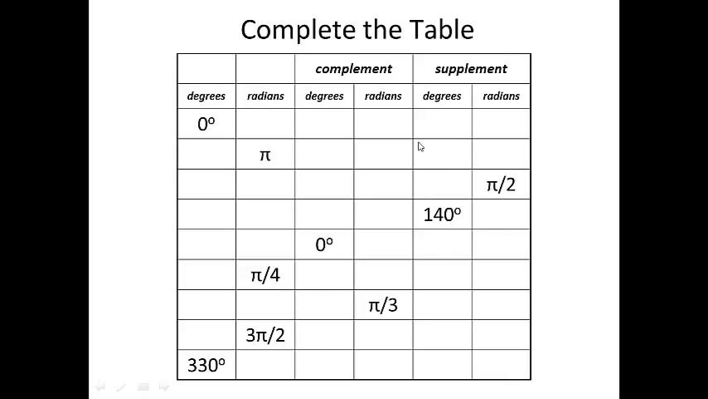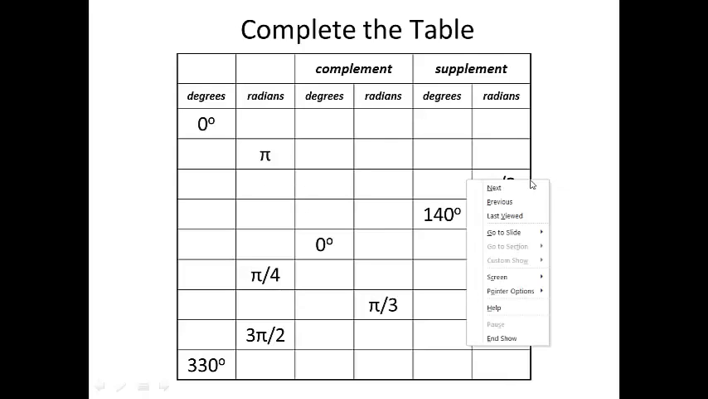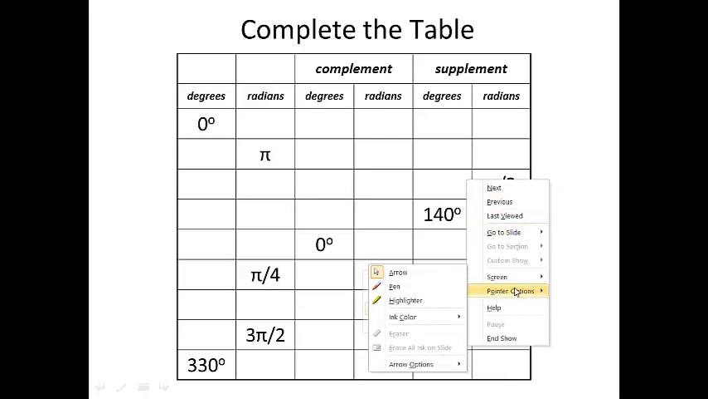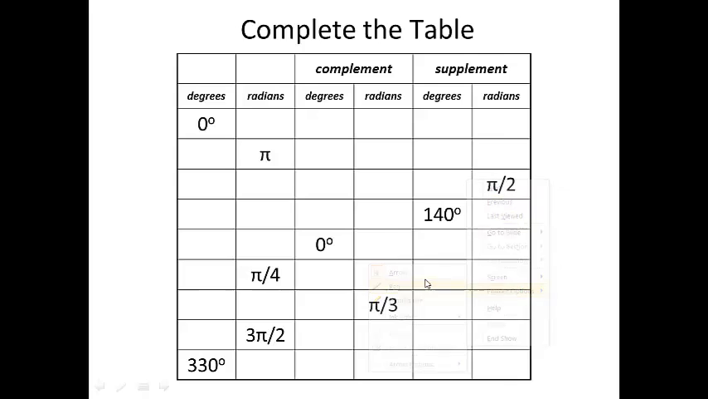All right, you're going to complete this for your homework. There's a PDF you can download, print that out, and fill that in, or you can just draw this table yourself. And once you get that, you're going to complete this. I gave you degrees, you know how to convert that to radians, and then you're going to find the complements and supplements. I'll do one for you here.